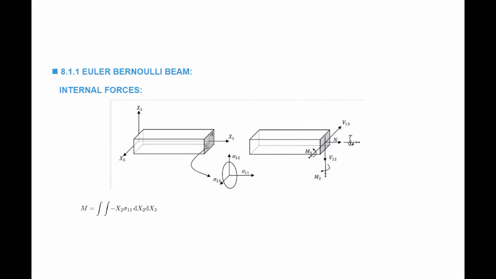For beams, instead of looking at the stresses, we like to integrate the stresses over the cross-section and obtain the internal force acting on the whole cross-section. The moment around x3, this is x3, the moment around this axis is obtained by integrating the stress multiplied by negative x2 multiplied by area, and substituting that sigma 1,1 is equal to E epsilon 1,1, which is equal to negative E x2 d2y by dx1 squared.